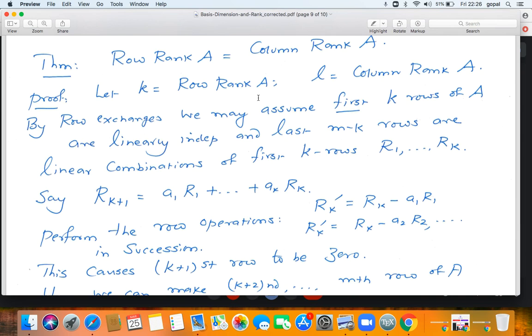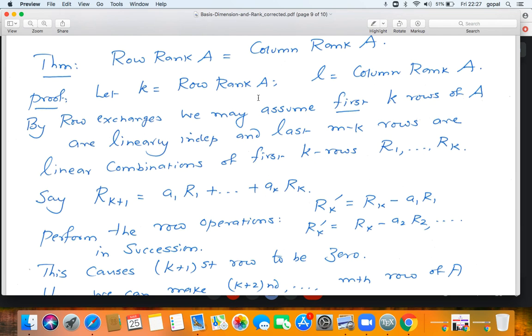For any matrix A, the row rank of A always equals the column rank of A. This is a very, very important equality, and the common number will be called the rank of the matrix. Since row rank and column rank are the same, there's no need to put the word row or column. Whatever way you may interpret it, the number is the same. Row rank equals the column rank.